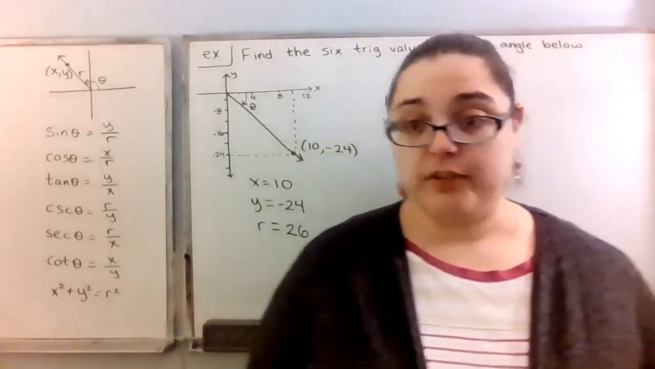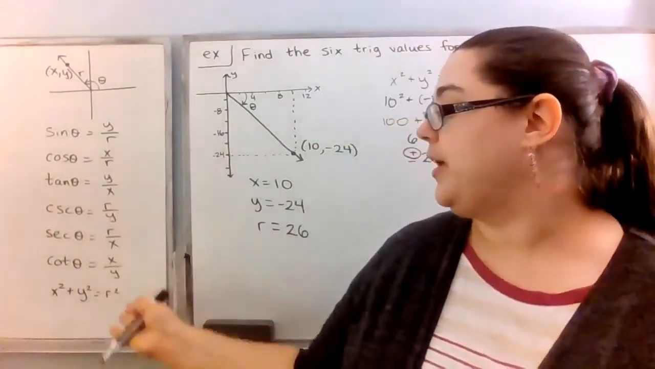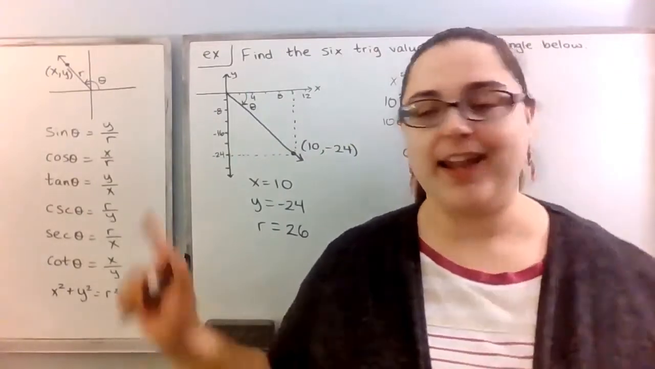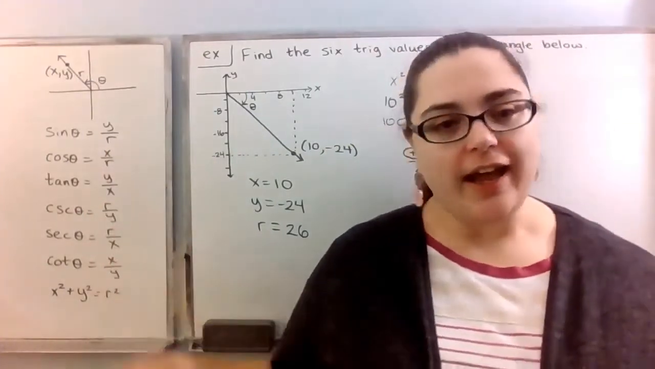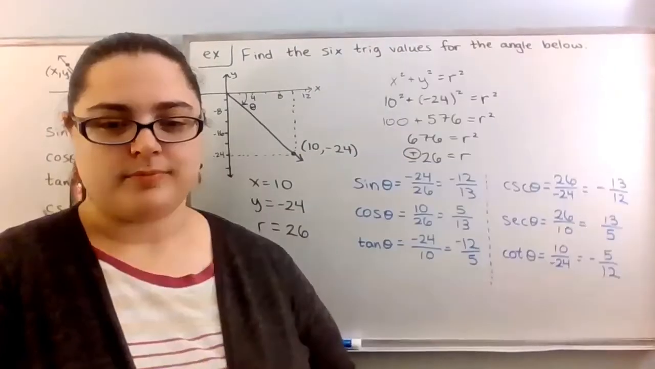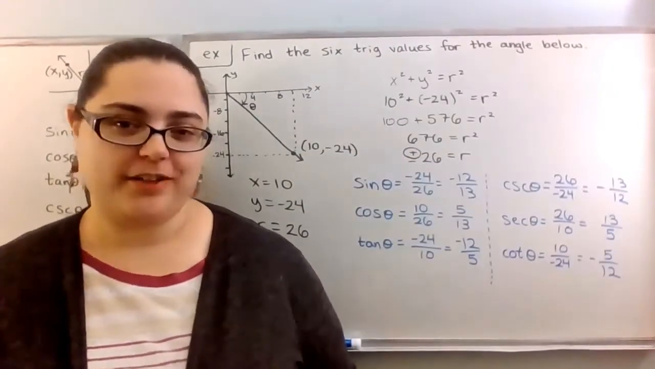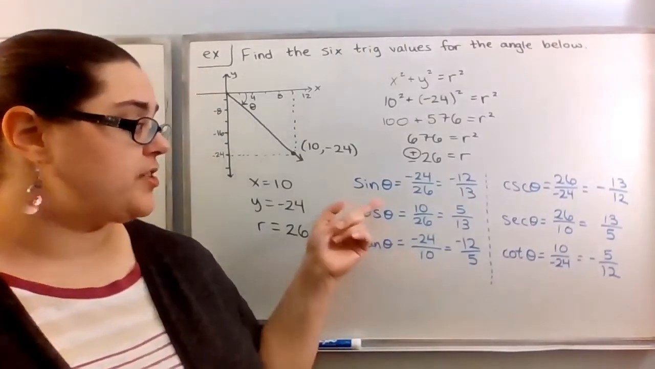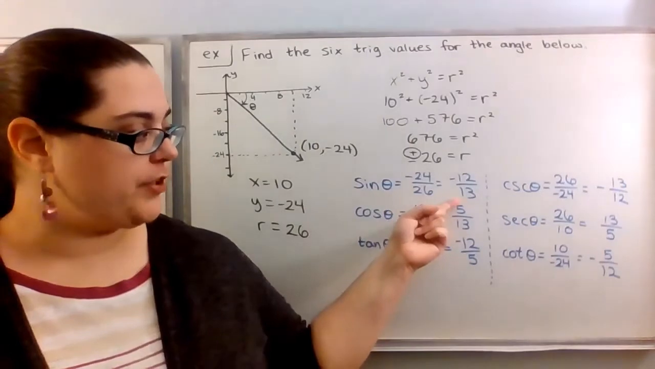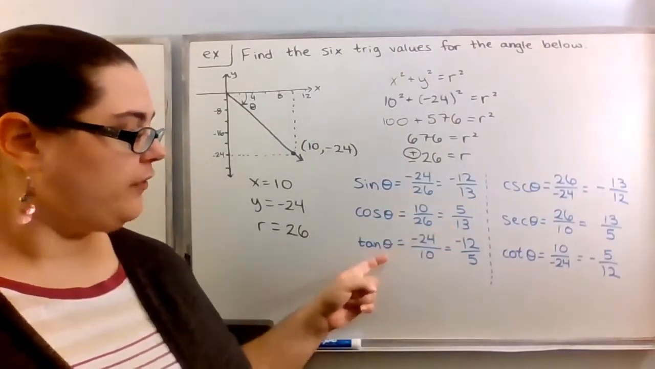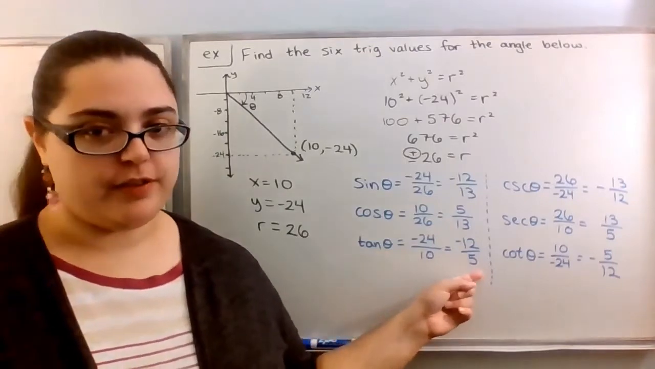Now that we have those three values, we can determine each of these trig functions. So take a moment and find each of these values and express them as fractions in simplest form. All right, so I've gone ahead and I found each of these 6 trig ratios. So for sine of theta, I got a negative 12/13. For cosine, I got 5/13. And for tangent, I got a negative 12/5.